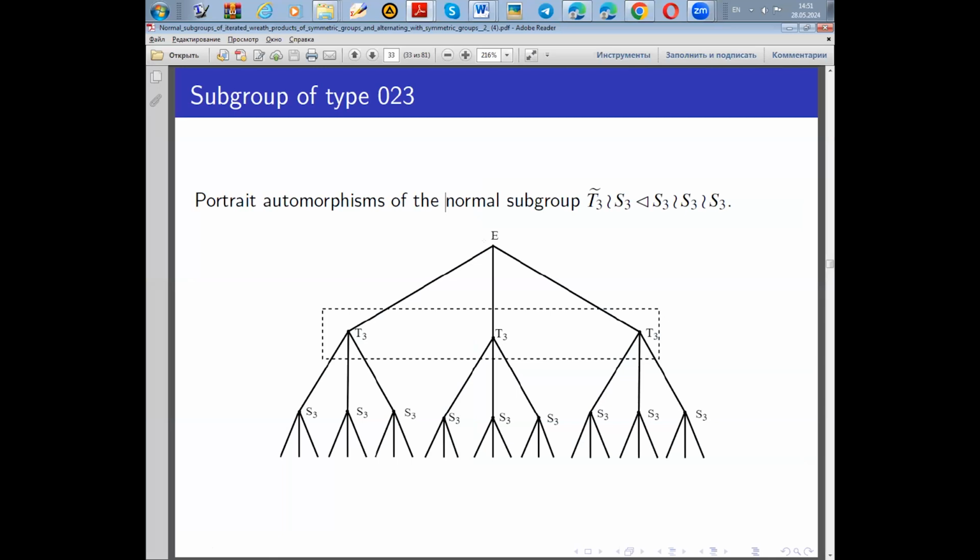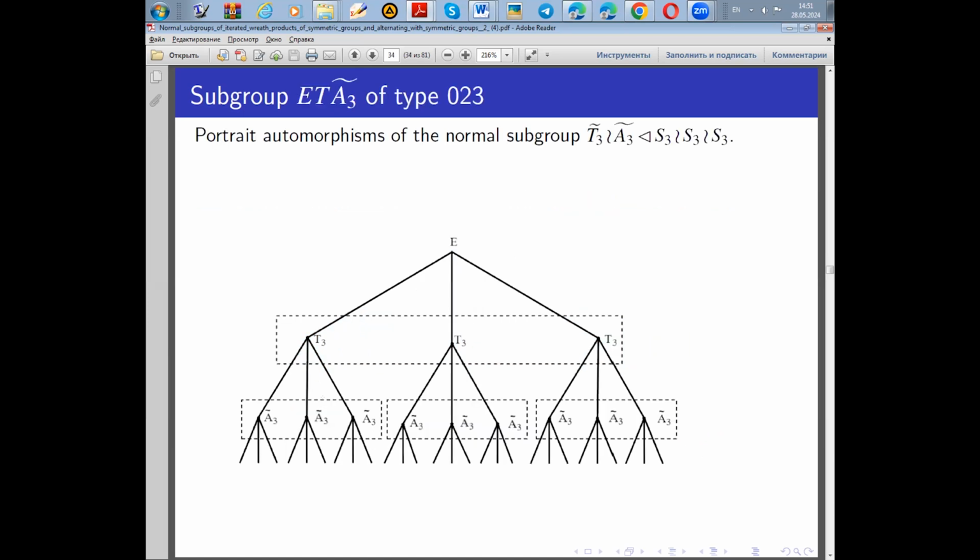This is a presentation, or portrait of automorphism, of the following normal subgroup: T tilde S3, wreath product S3. We see the first level has trivial permutation. On the second level, we have permutation from T3 tilde. It means all of them are even. Permutation, all of them is odd. And on the third level, we have arbitrary permutation from S3. Such a subgroup is normal.